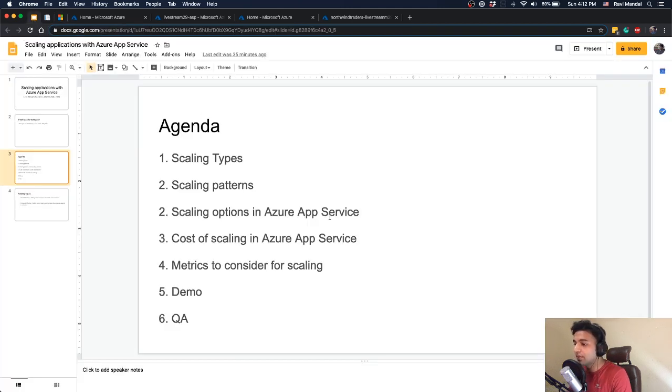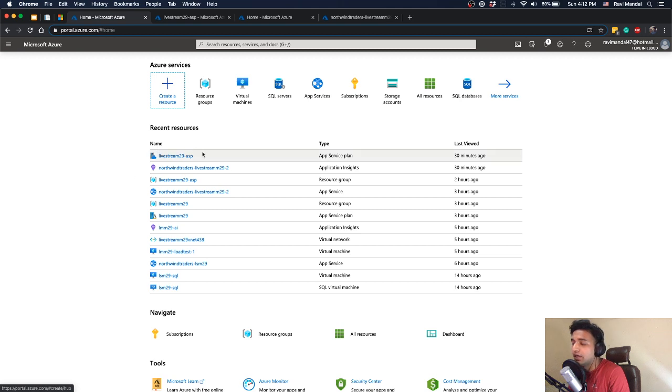So let's talk about scaling options in Azure App Service. If you're new to Azure, Azure App Service is a platform as a service offering that lets you host applications in Azure. It is like a container that hosts multiple applications. So let's see a small demo. I have an app service plan called Livestream M29 ASP. Let me click on that.